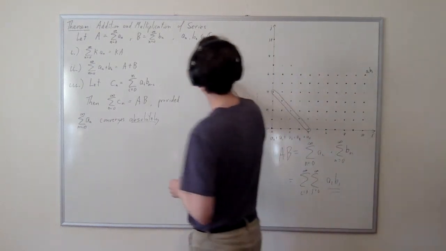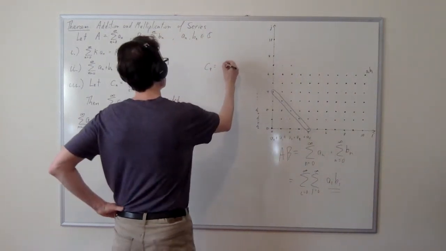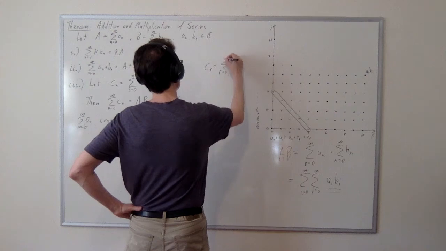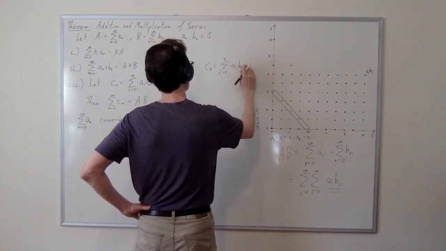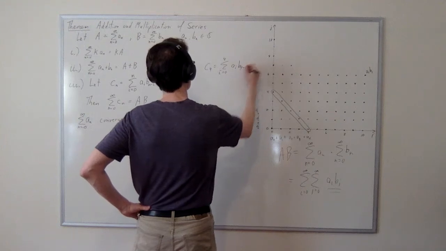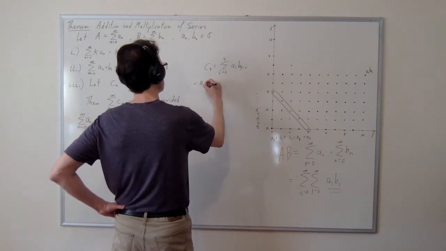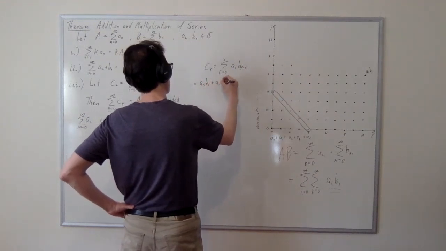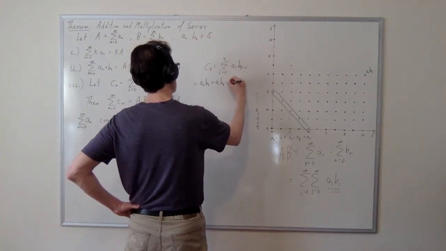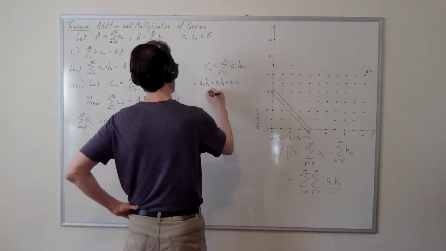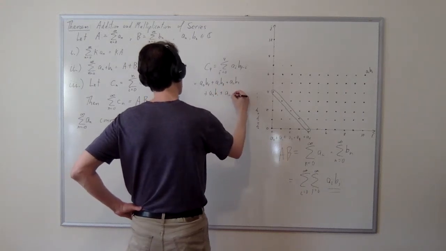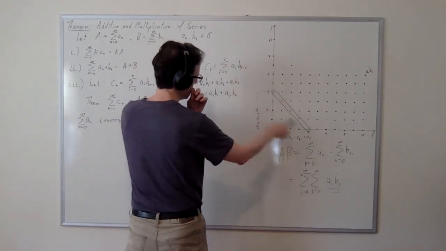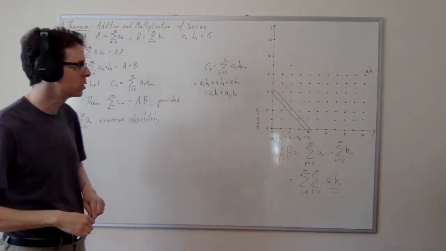So c_4 is going to be the summation i equals 0 to 4 of a_i b_(4 minus i), which is equal to a_0 b_4 plus a_1 b_3 plus a_2 b_2 plus a_3 b_1 plus a_4 b_0, which is the sum of these 5 terms.